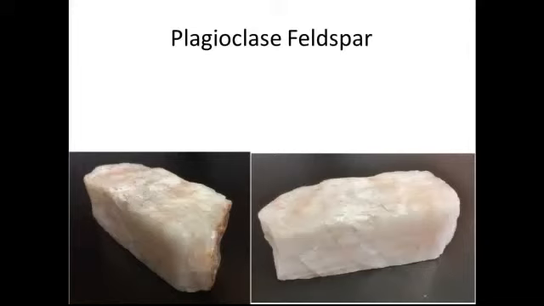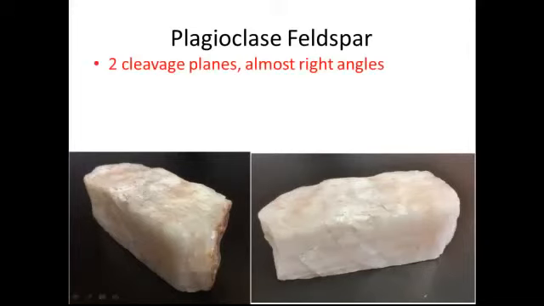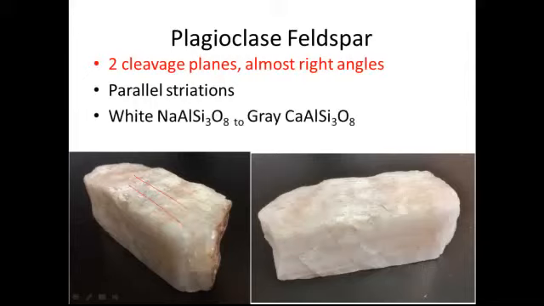Plagioclase-feldspar also has 2 cleavage planes, but they're not quite at right angles. Unlike those wavy lamellae, it has incredibly straight, parallel scratches or striations. It could be white if it has a lot of sodium in it, like this sample of albite, or it could be gray if it has a lot of calcium and lots of colors in between. Its formula shows that it can have either sodium, calcium, or a combination thereof.